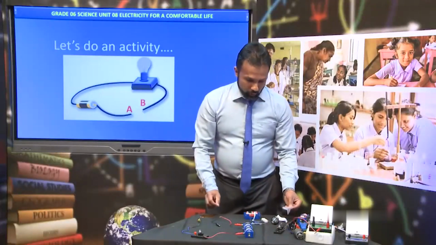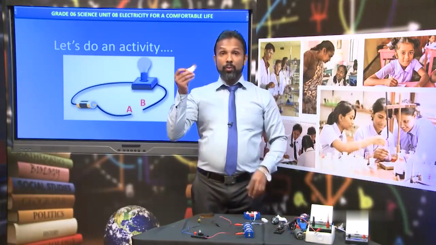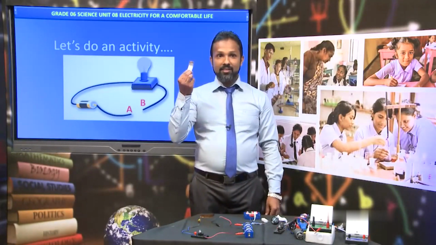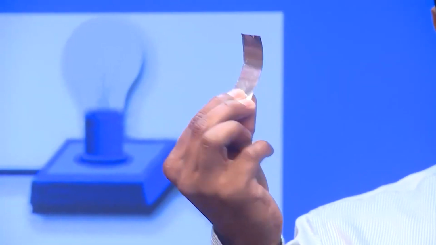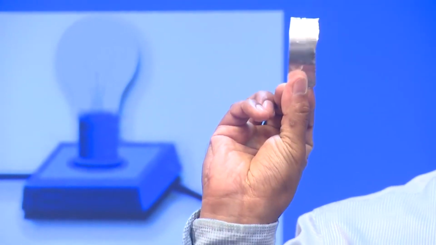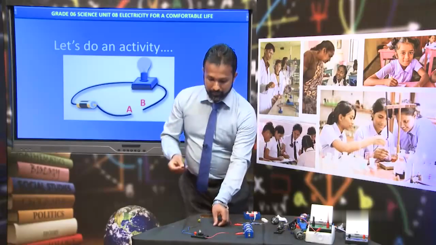Then I am going to keep a piece of aluminium. This is the aluminium metal we use in the laboratory. I am going to keep this aluminium.